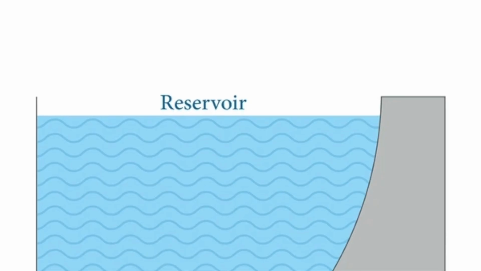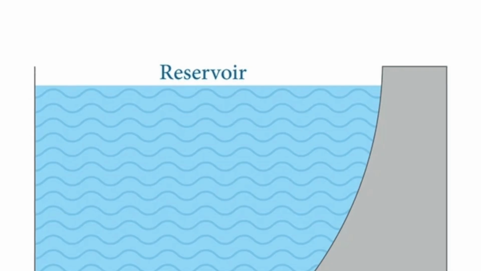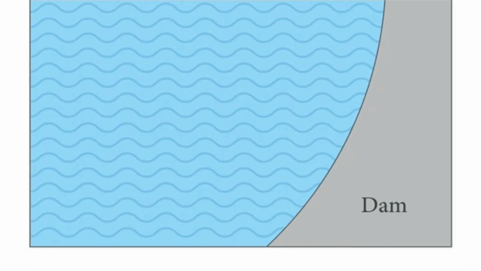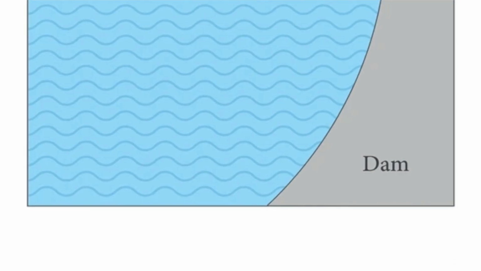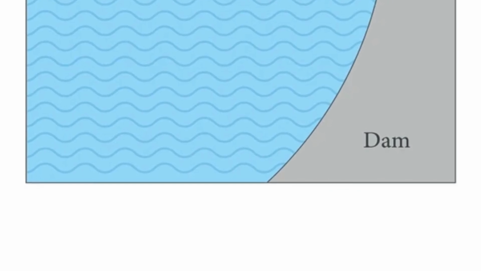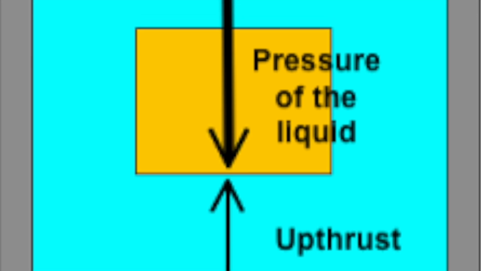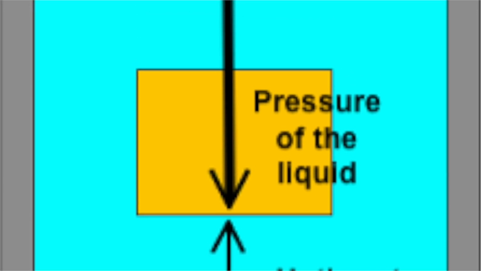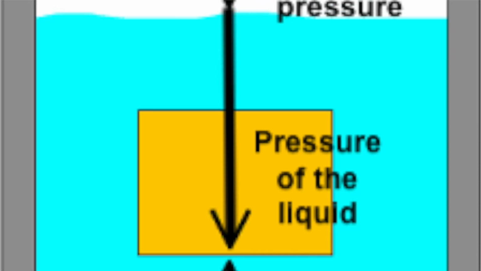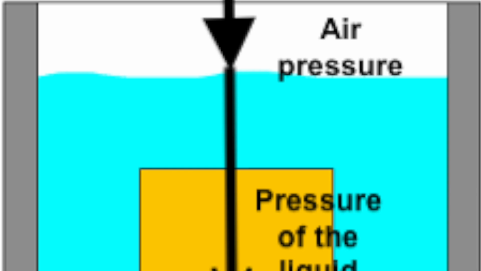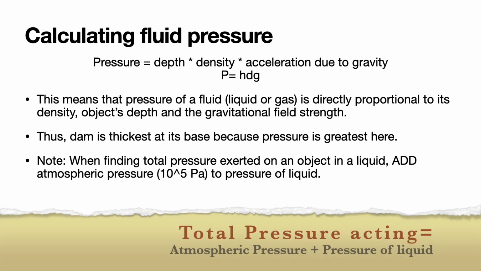Thus, when we make dams, the base is the thickest because the pressure of the water is greatest there. A thicker base is needed to withstand that high pressure. Crucial to note that when you find the total pressure exerted on an object in a liquid, you need to add atmospheric pressure, which is 1 into 10 to the power 5 pascals, to the pressure of the liquid itself, because the liquid is below sea level. So, air is above it in addition to the amount of liquid.